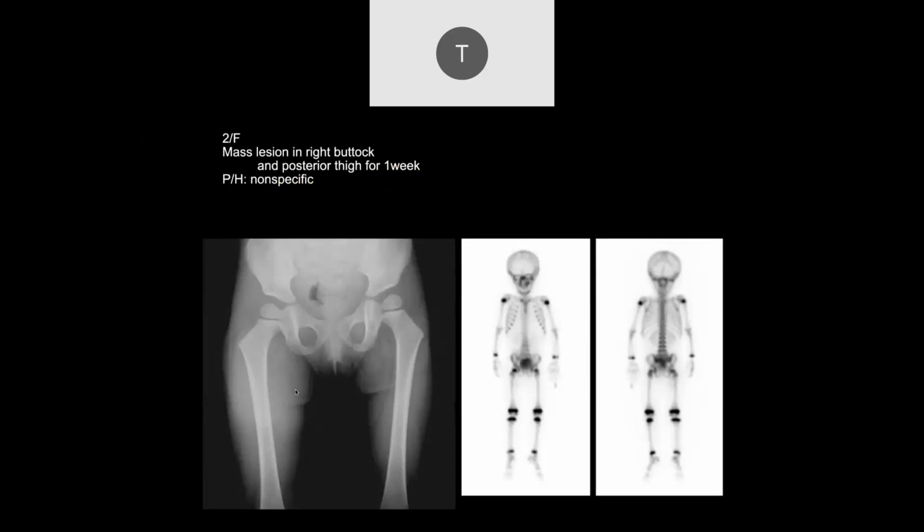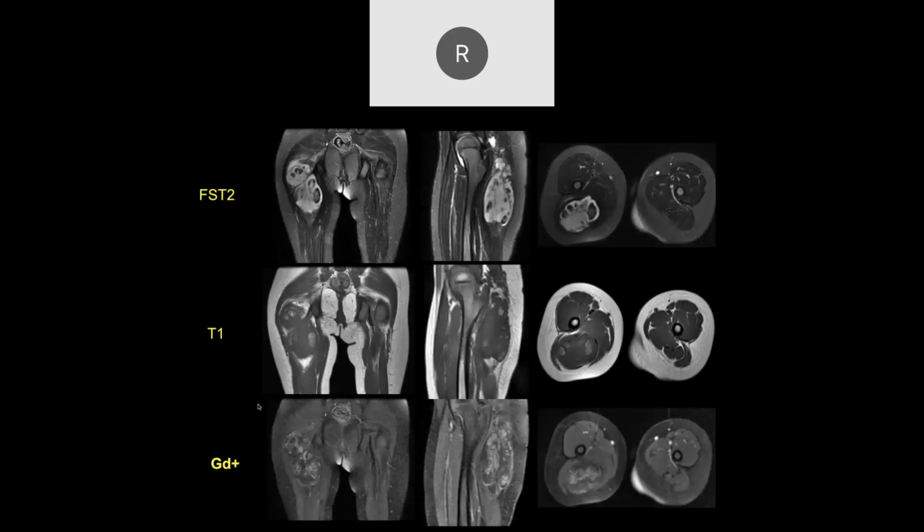All right, so we have a 2-year-old female with a mass lesion in the right buttock and posterior thigh for 1 week. Non-specific past history, I think. Looking at the X-ray, it does look like there's some asymmetry in the soft tissues of the thigh, but other than that, I don't think I see a whole lot. On the FATSat T2 imaging, there's this large multilobulated mass, heterogeneous, some internal foci of decreased signal that look brighter on the T1 imaging.